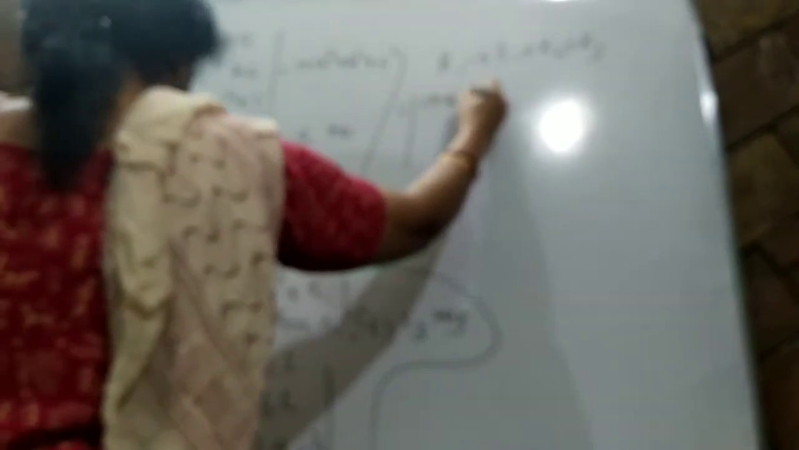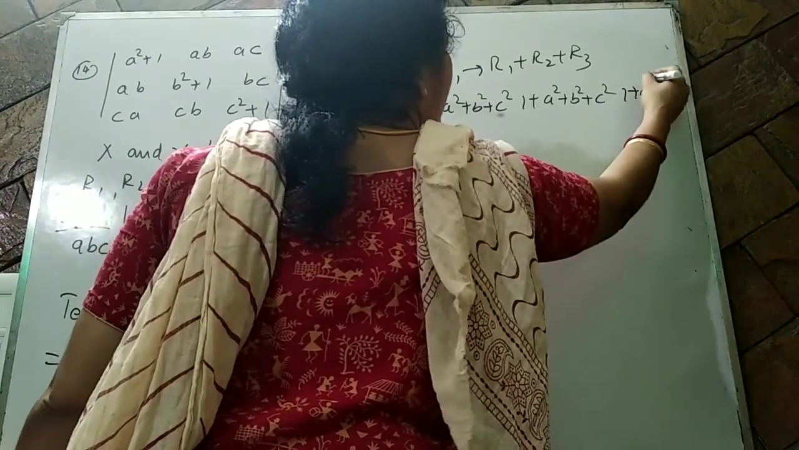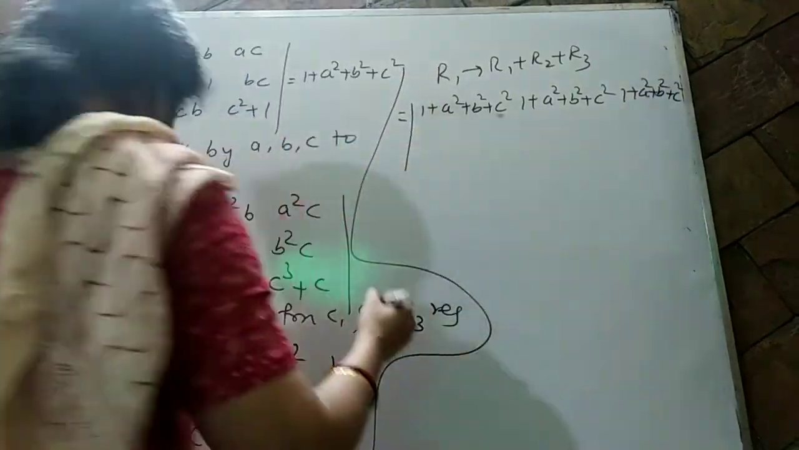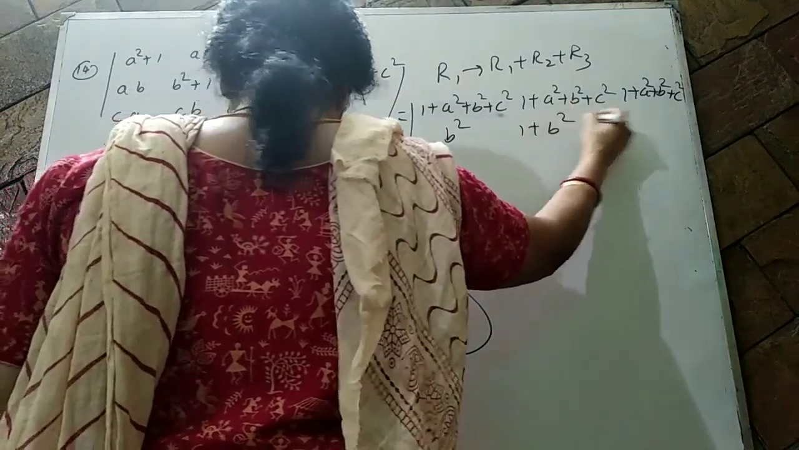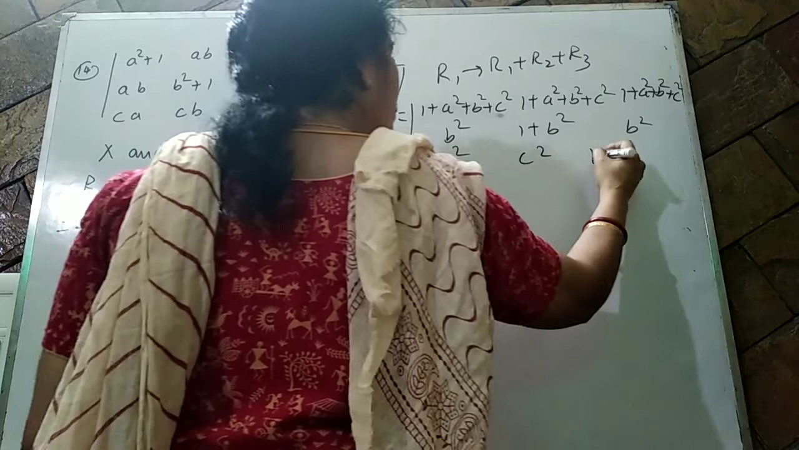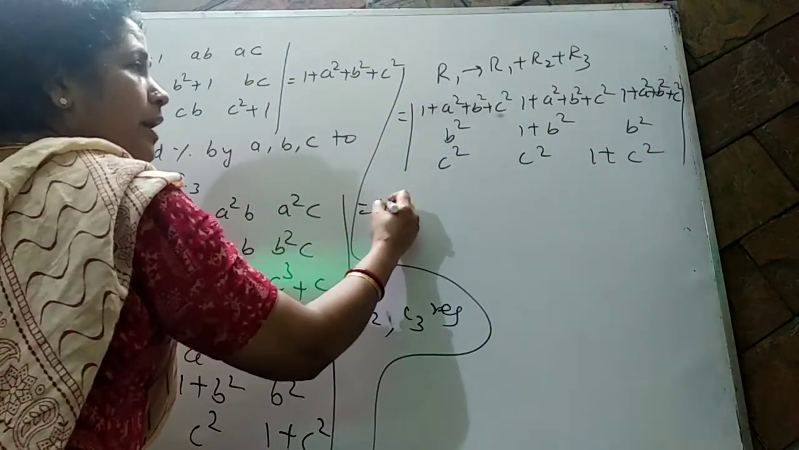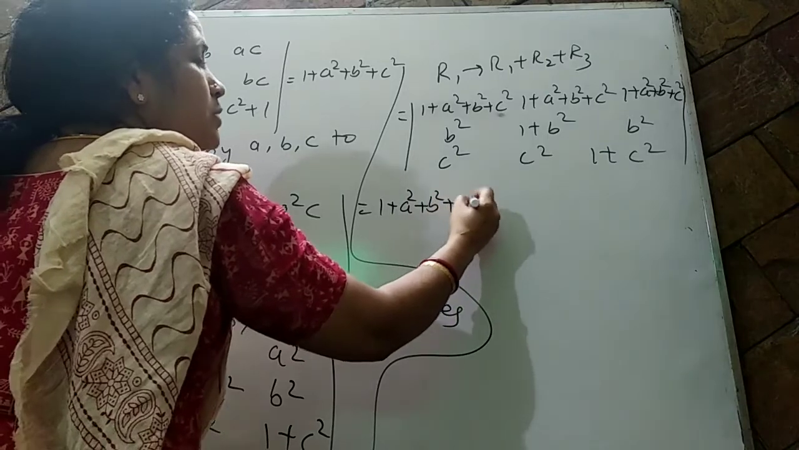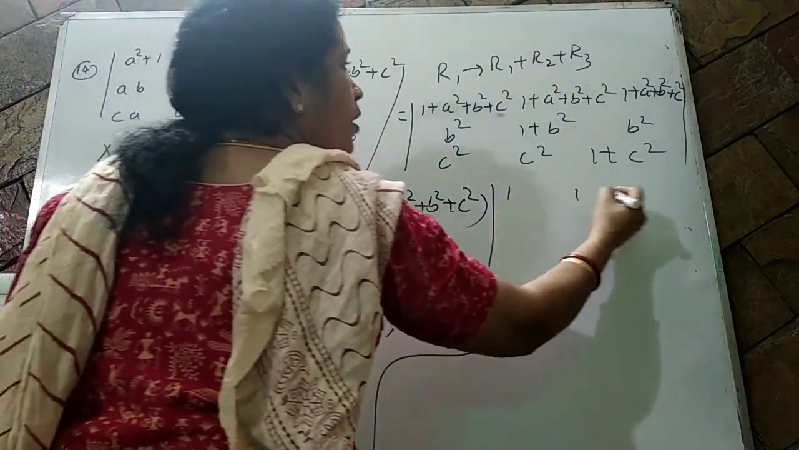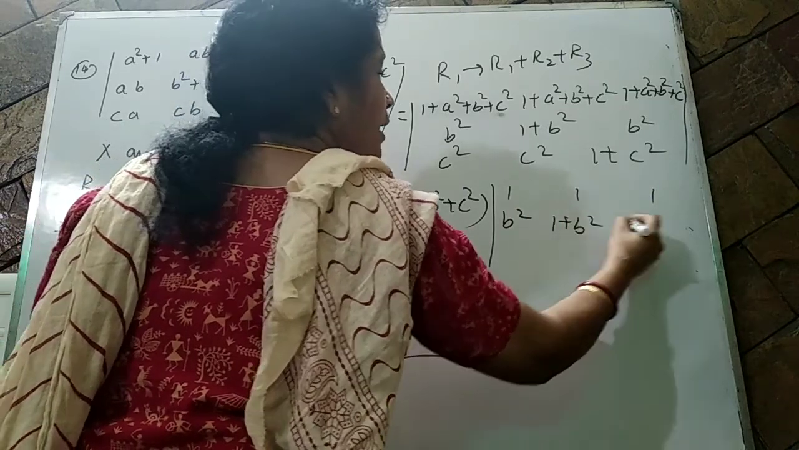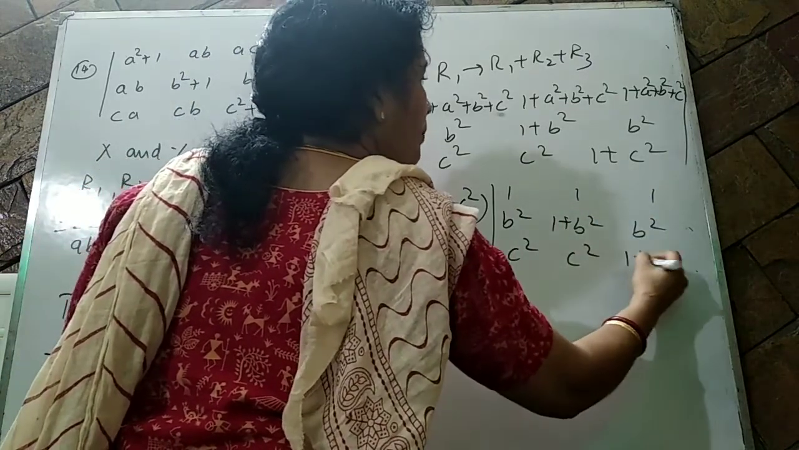Okay, now that is equal to, if I do R1 plus R2 plus R3, so R1, 1 plus a square plus b square plus c square, again 1 plus a square plus b square plus c square, and then again 1 plus a square plus b square plus c square. The second row is the same: b square, 1 plus b square, then b square, then c square, 1 plus c square. Clear? Now if I take out 1 plus a square plus b square plus c square from R1, I will get 1, 1, 1, then b square, 1 plus b square, then c square, 1 plus c square.